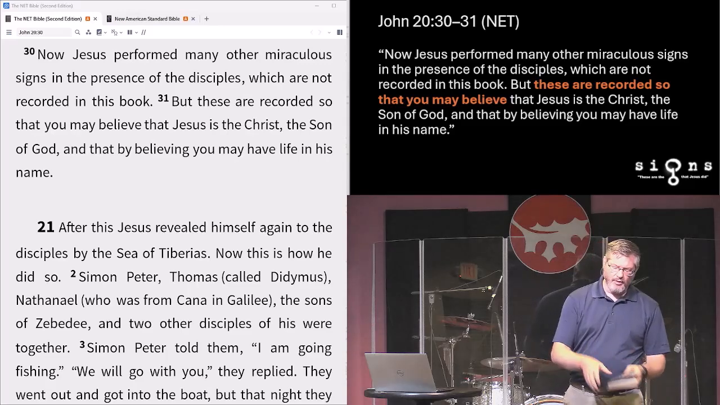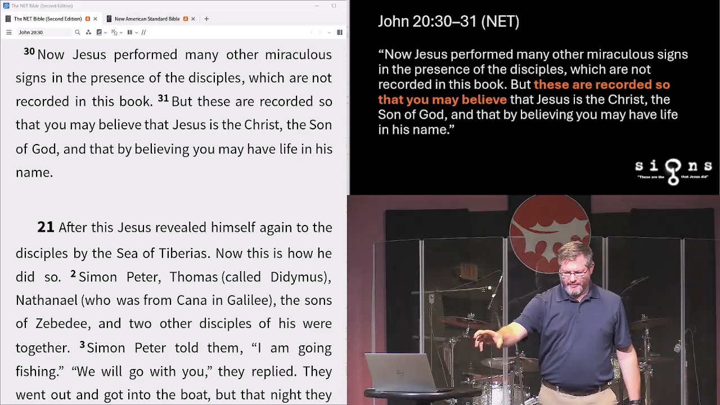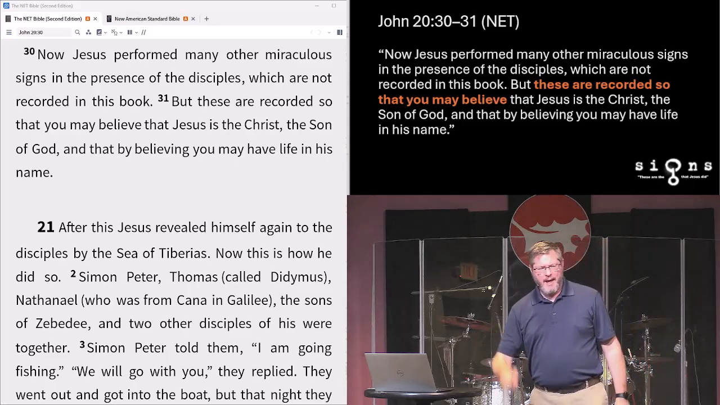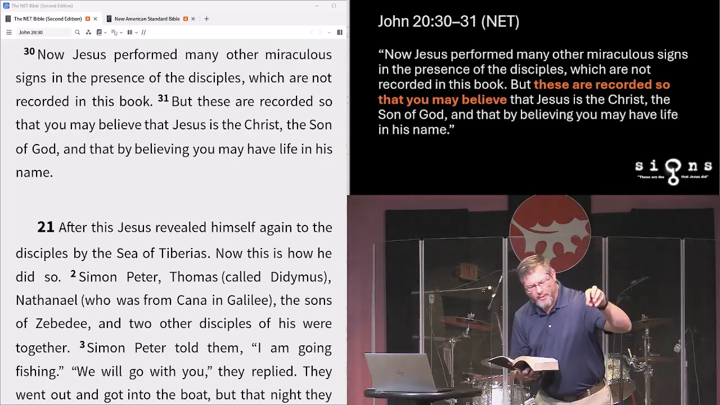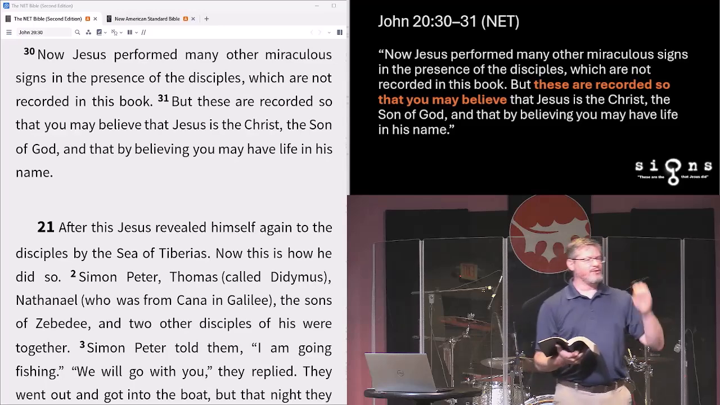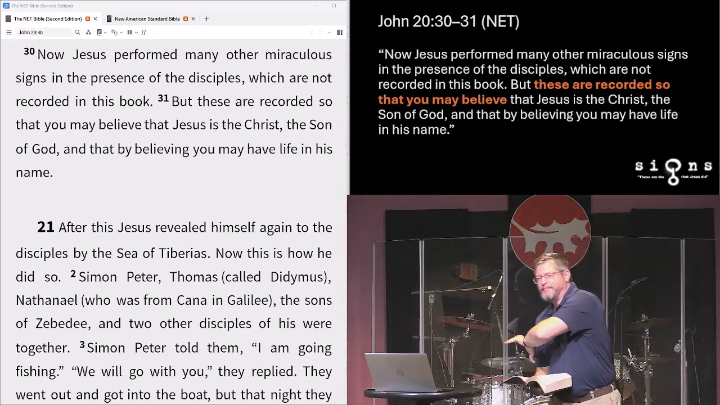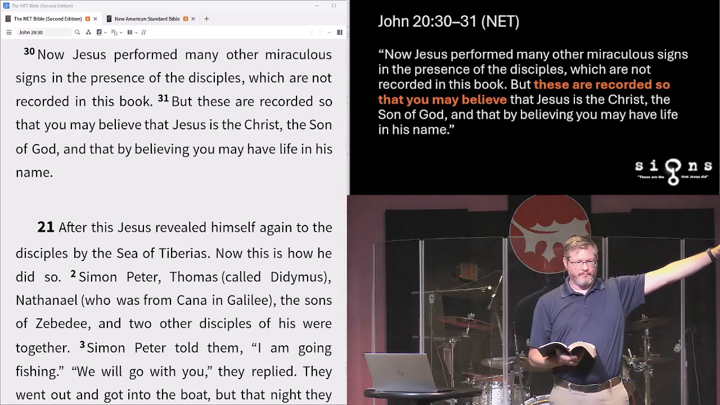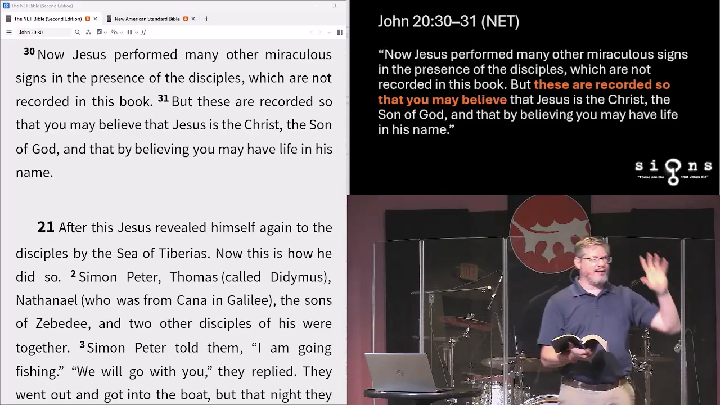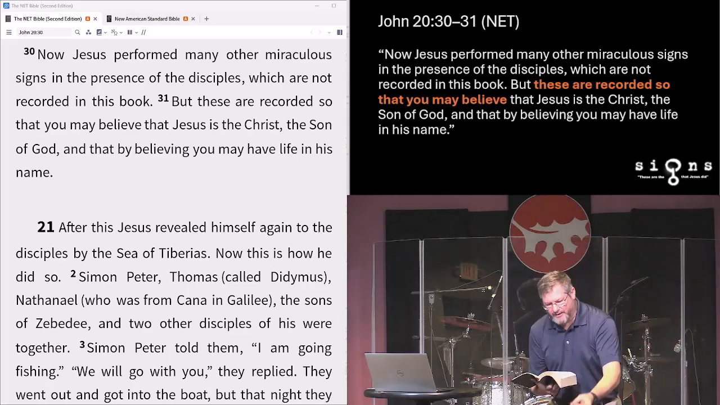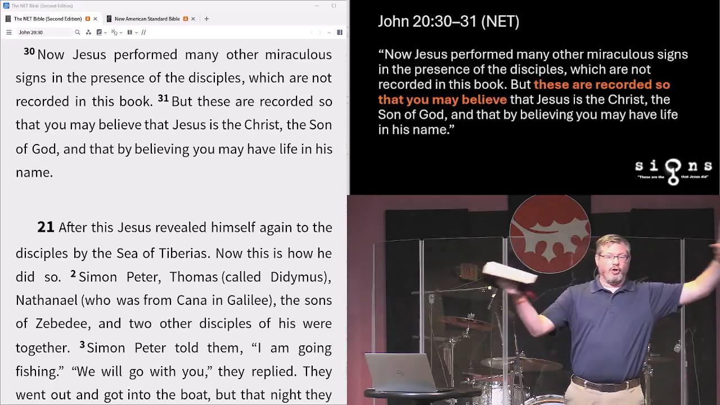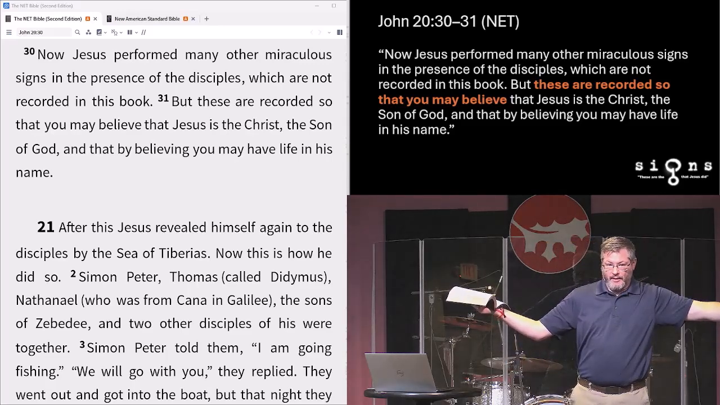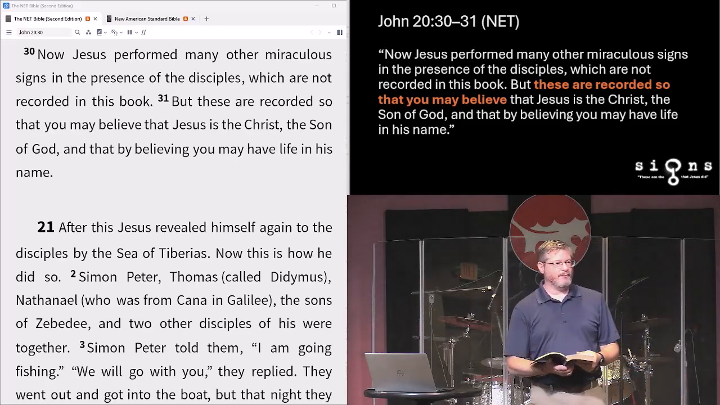Well, Matthew was writing for this specific group with this specific purpose. Mark wrote for this group with this purpose. Luke wrote for this group with this purpose, but nobody has written the account of Jesus for the unsaved world. Nobody has written the account of Jesus specifically so that people could come to faith in Jesus globally. And John said, that's what I'm going to do.